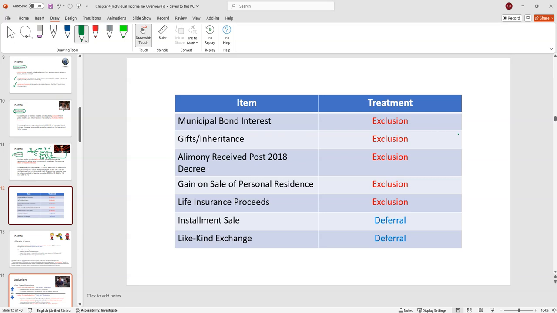So here are some examples. These are some exclusions. We'll talk about those in the income chapter. Here are some deferrals. Right now, just get the basics down. Don't try to memorize all these. We will look at them in subsequent chapters. If you're just picking up on, hey, we exclude this forever and we defer it temporarily, we kick the can, that's good enough for right now.